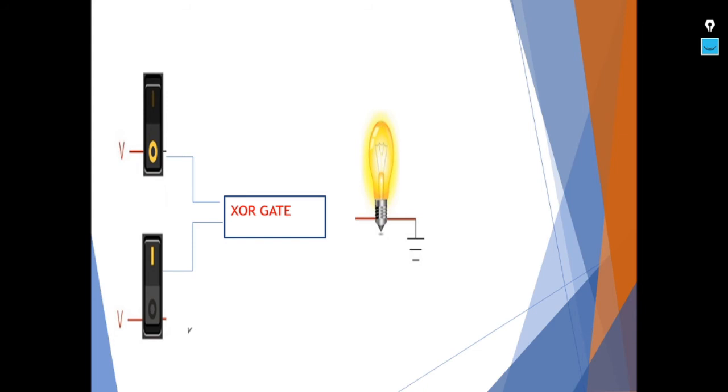Here both the switches are connected to an XOR gate. When both the switches are off, that is A and B are 0, the output is 0. When both the switches are on, that is A and B are 1, the output will also be 0. When one switch is on and the other off, the output will be 1 and the light will be on. I hope it is clear.